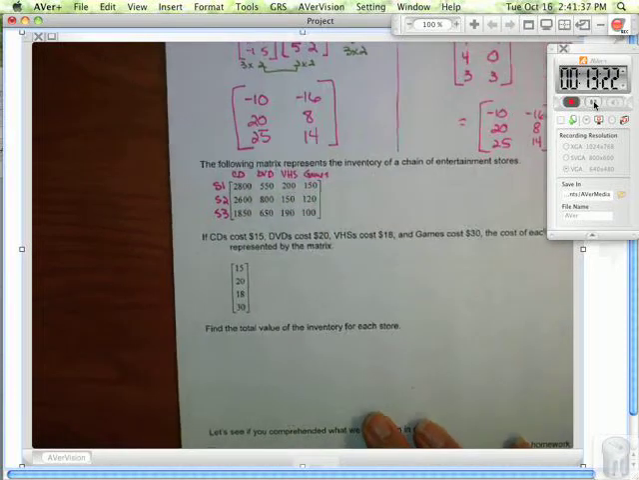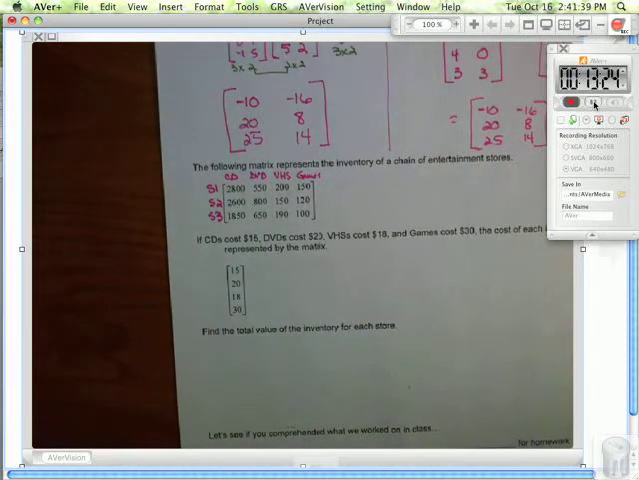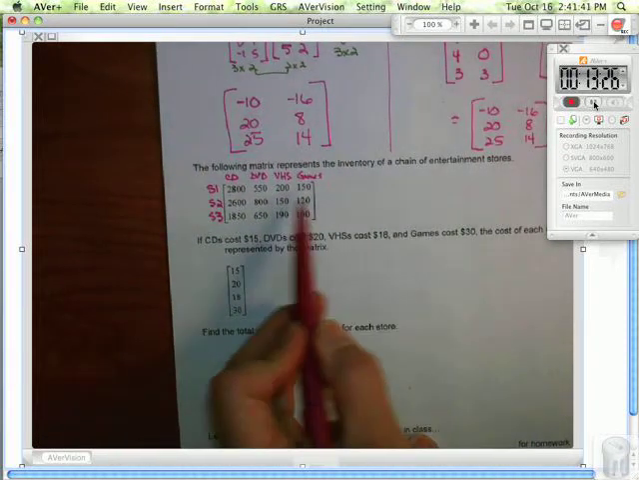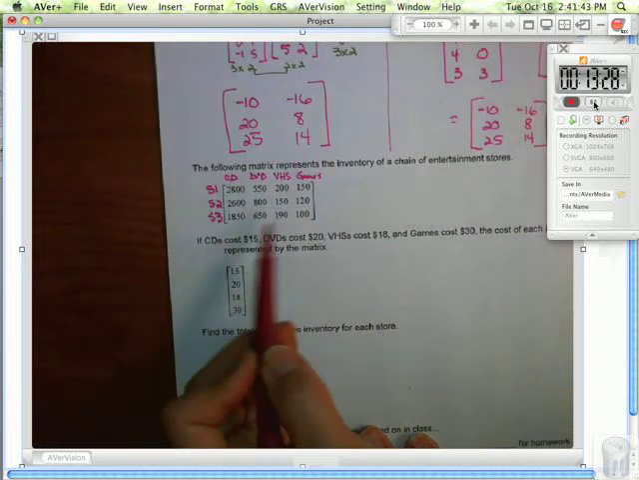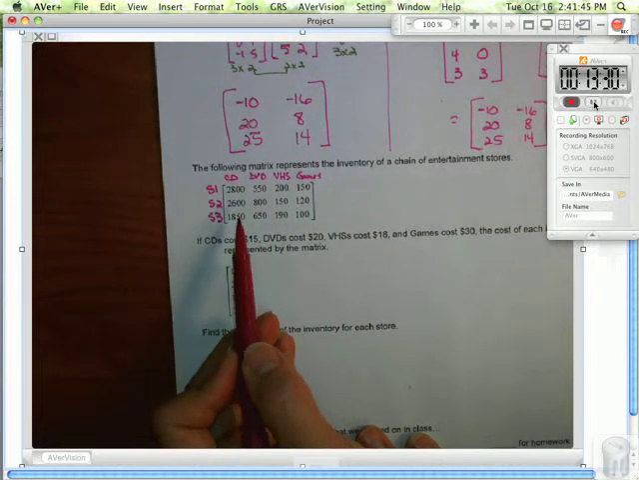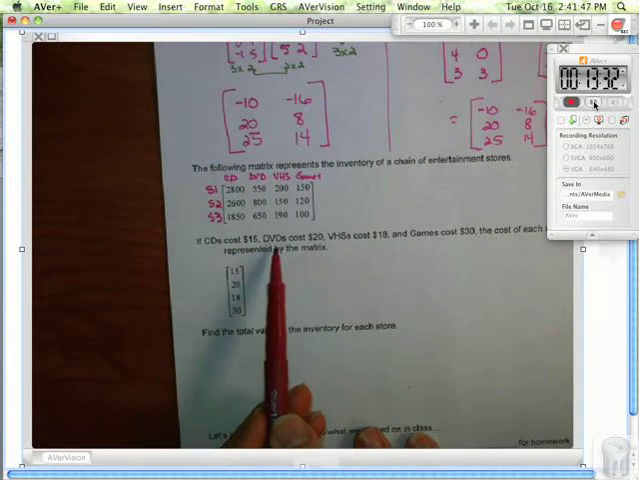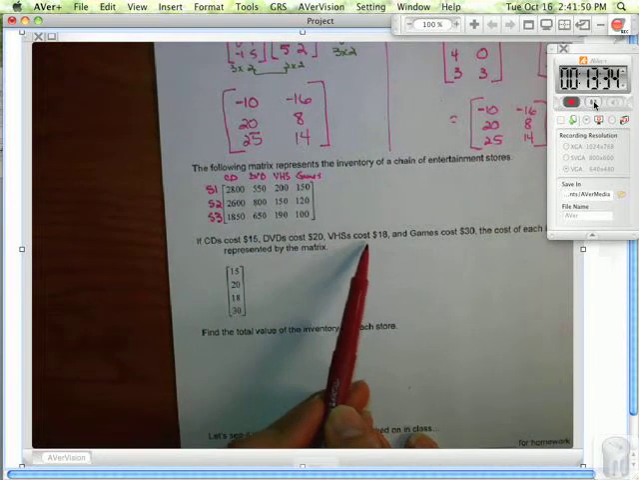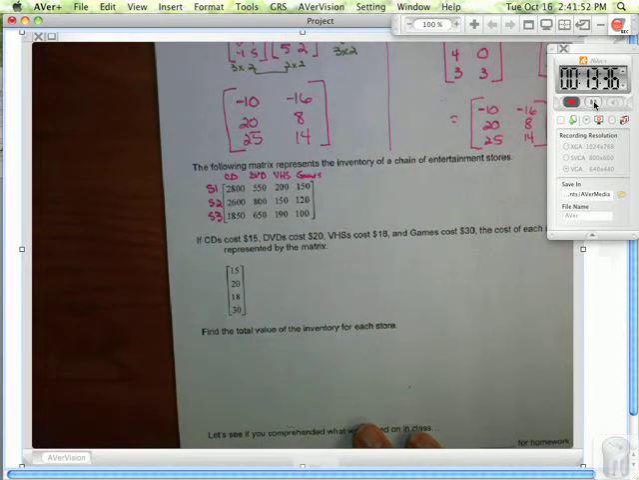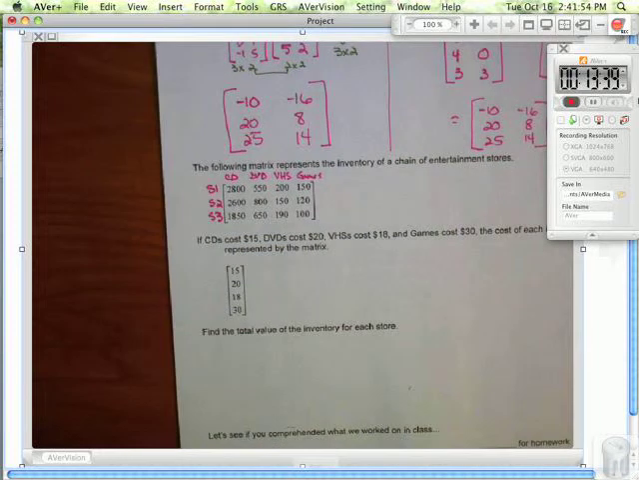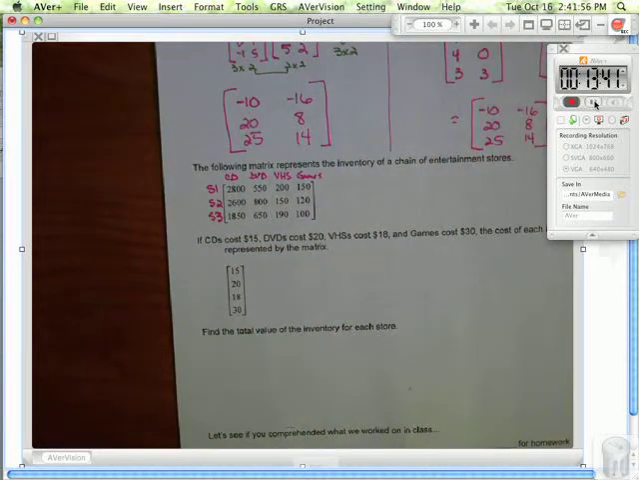So, this represents an inventory matrix. It's just showing what they have in the store. If CDs cost $15 and DVDs cost $20 and VHSs cost $18 and games cost $30, the cost of each item is represented by the matrix. Okay, so you have to write a cost matrix.